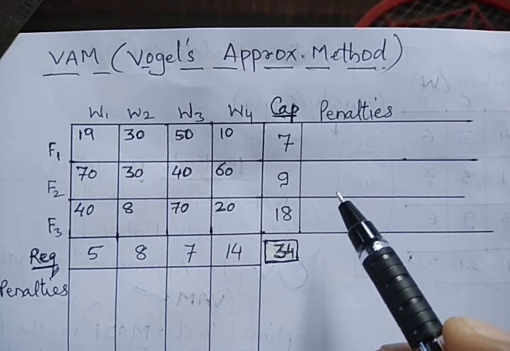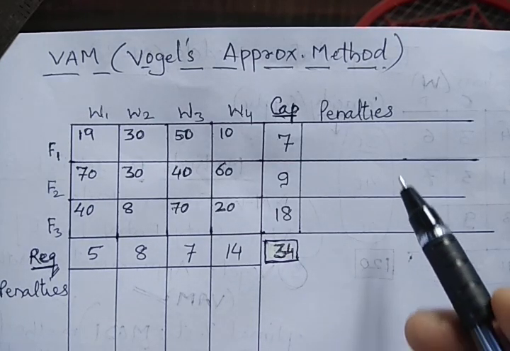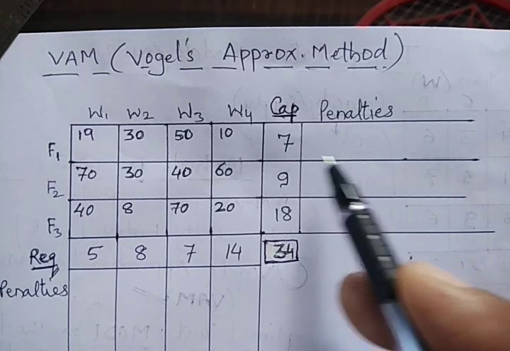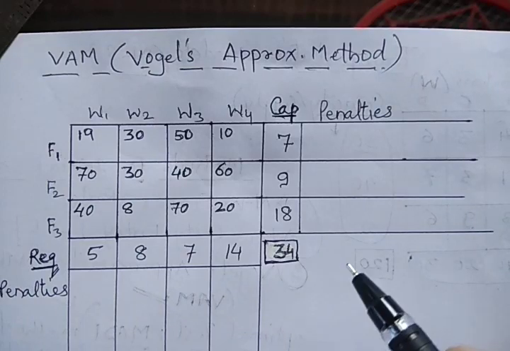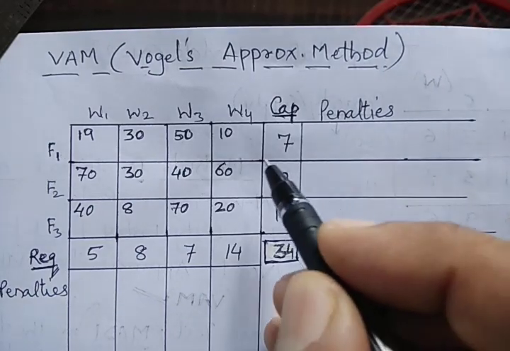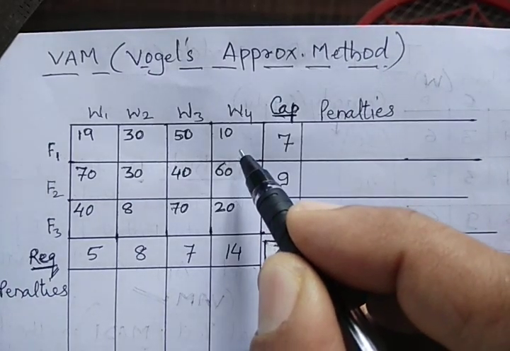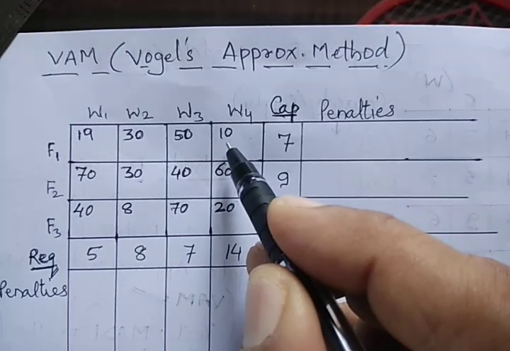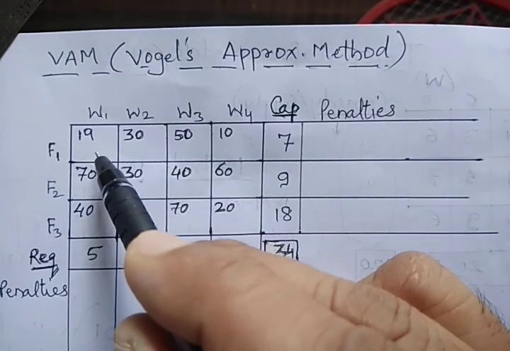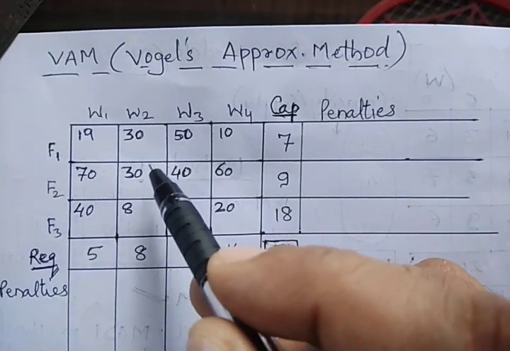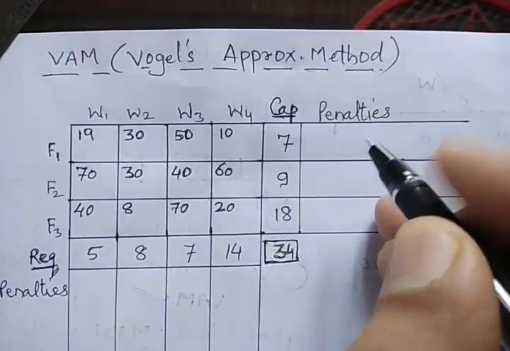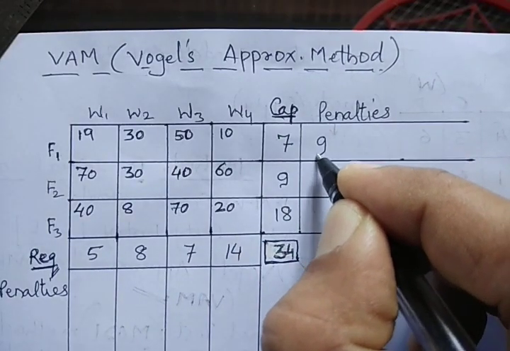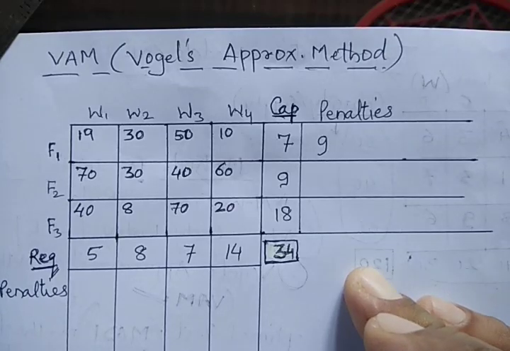Now, what is the first step of Vogel's approximation method? It is to find the penalties. We have to find out the penalties of each row and each column. What is the penalty of each row? For the first row, see the smallest element and the second smallest element. The smallest element is 10, the second smallest element is 19. Take the difference of the smallest and the second smallest cost of each row. So it is 9.